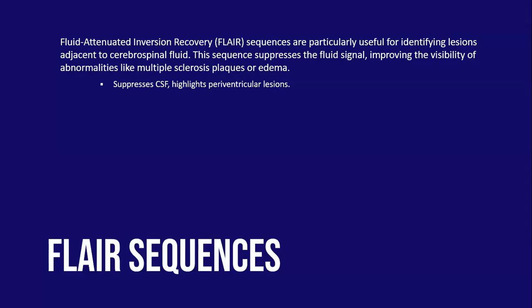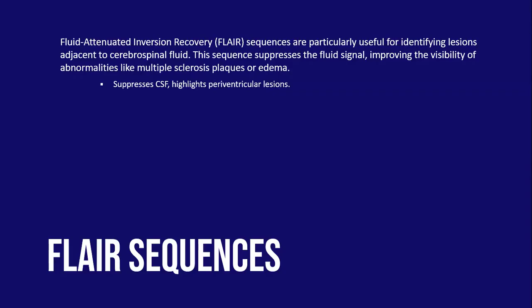So what you do is you null or suppress the CSF signal. If it is bright and then becomes darkened on a FLAIR sequence, you think that it is CSF because you've suppressed all the CSF signal. However, if the fluid still remains bright on a FLAIR sequence, then the cystic fluid is not CSF, because you've suppressed the normal CSF but it still appears bright. So FLAIR sequences originate from T2.